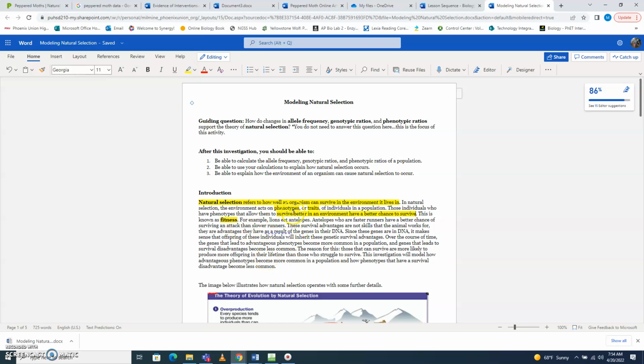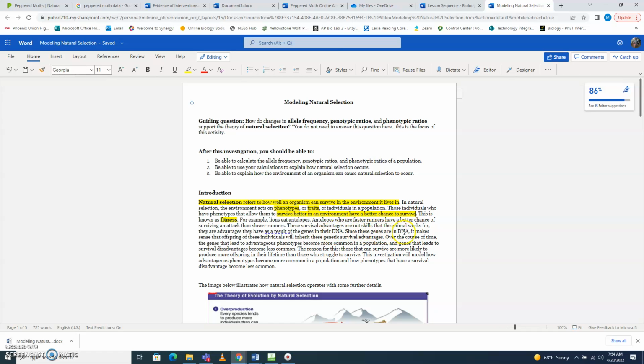Certainly, some individuals will survive better than other individuals. Those that can survive better have high fitness. Those that cannot survive as well have low fitness. Here we have an example. For example, lions eat antelopes. Antelopes who are faster runners have a better chance of surviving an attack than slower runners. These survival advantages are not skills that the animal works for. They are advantages they have as a result of the genes in their DNA.